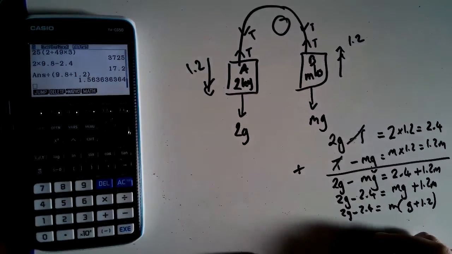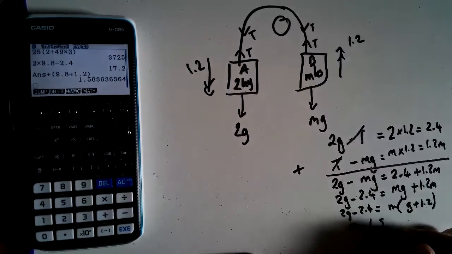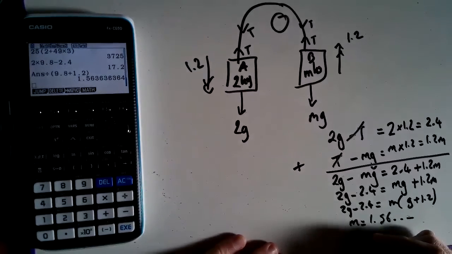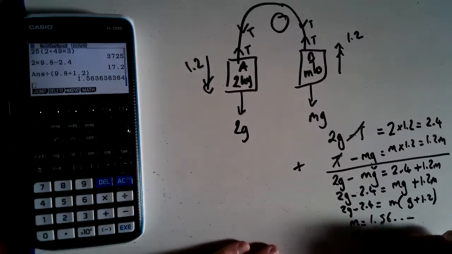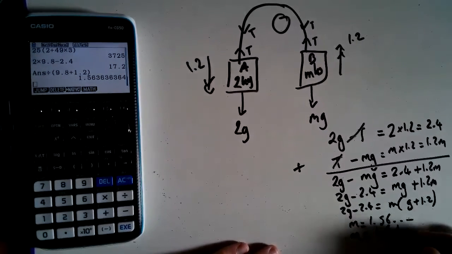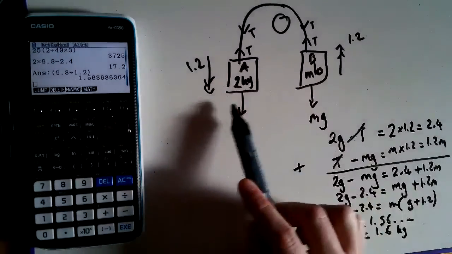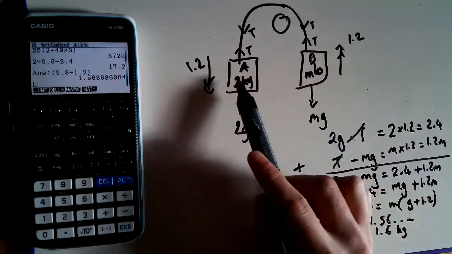So I get m equals 1.56, but since I've used g is 9.8, I need 2 significant figures, so 1.6 kilograms, and just double check your answer makes sense. It does, because we wanted m to be less than 2, didn't we? We wanted this to go down.